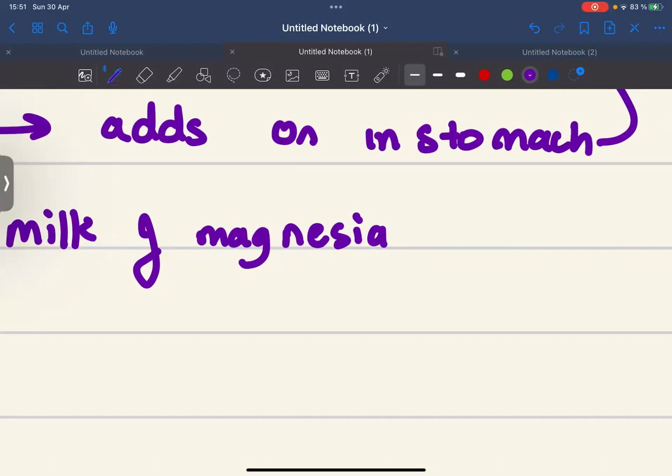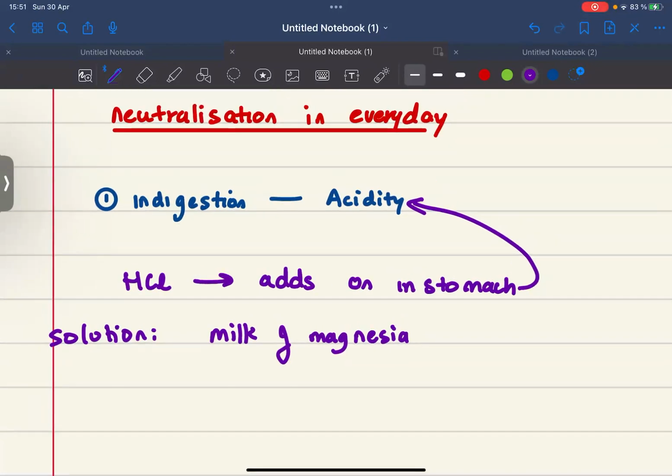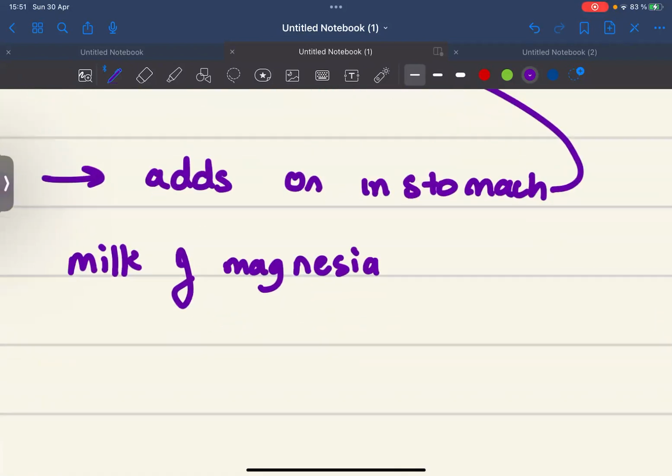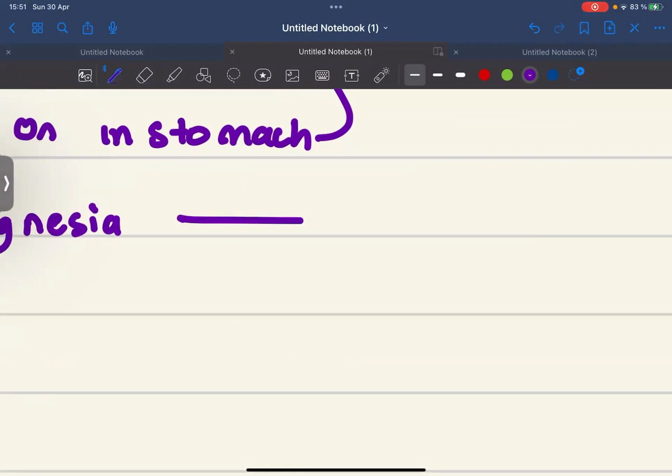Okay, so too much acid in your stomach will not allow your food to digest very quickly. So this will lead to indigestion. Sometimes indigestion is also painful. You get stomach ache and all. For relieving this, we take an antacid, which is called milk of magnesia. This contains magnesium hydroxide.